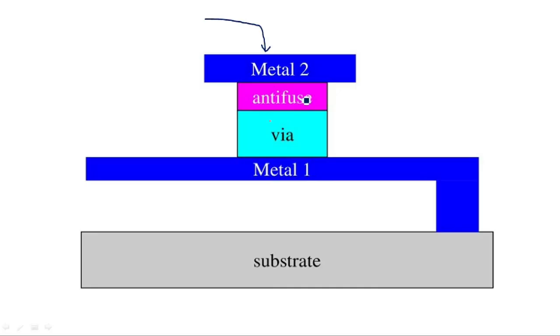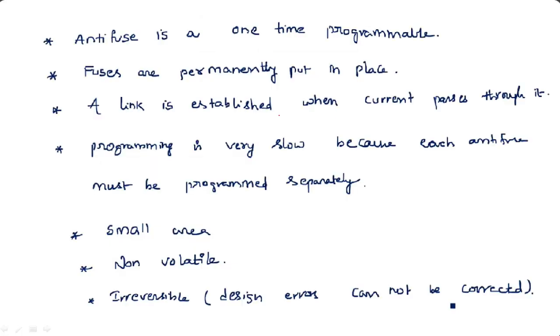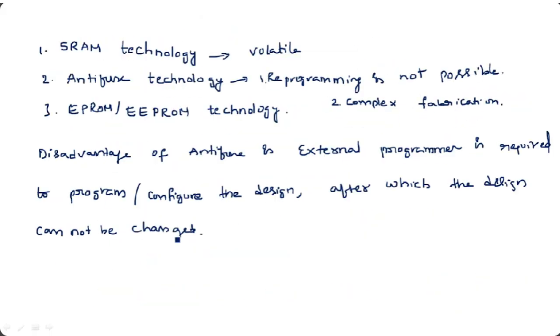Fusing is nothing but, like in a household fuse, which we already saw, that is connected with one wire. That is nothing but fusing. Antifuse means already it is there in the fuse condition, and we need to program it and separate these two metals. That is nothing but antifuse. So that is antifuse technology.